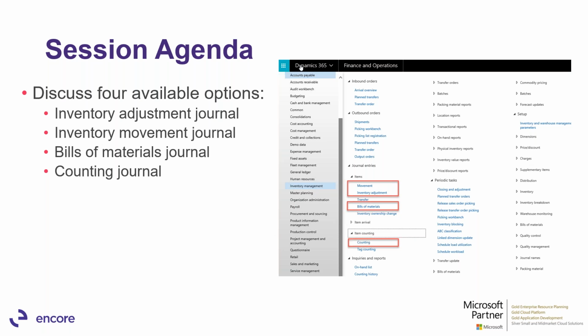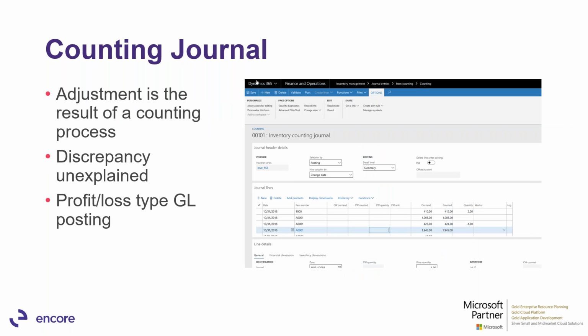Okay, so that being said, let's start with the counting journals. Counting journals are used when the adjustment is the result of a counting process. That could be a cycle count or a tag count. And depending on which one you're doing, you would be using the right counting journal in AX or D365 FNO.